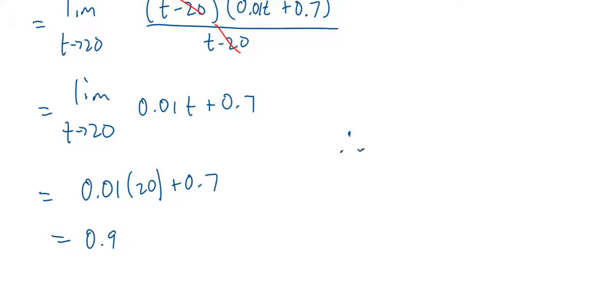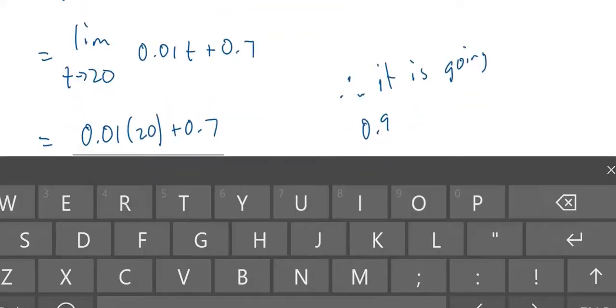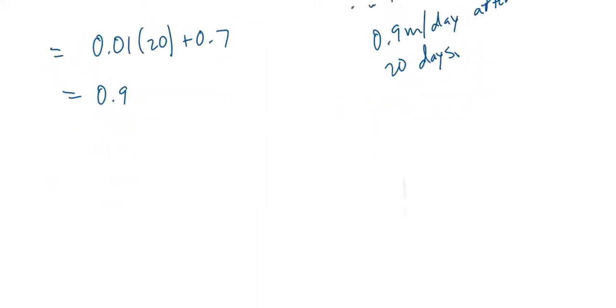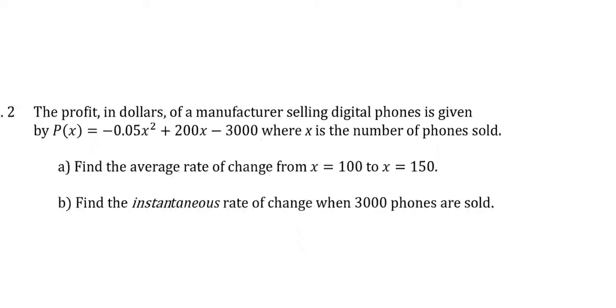Good. Therefore, it is going 0.9 meters per day after 20 days. Good enough? Okay, one more.